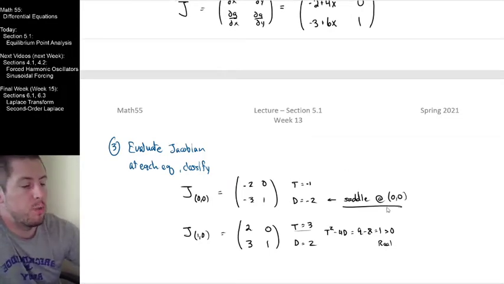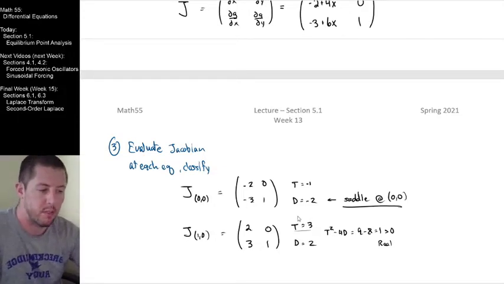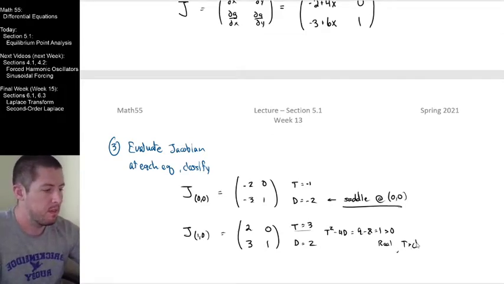I was trying to choose between sink, center, source, or saddle. It's not a saddle because the determinant was positive. It's a sink or a source. And since my trace is positive, it means this guy's got to be a source at 1, 0.